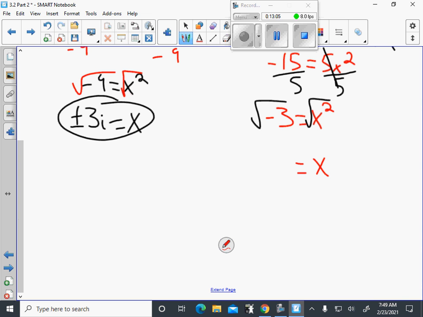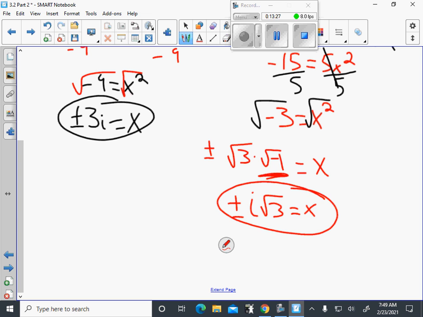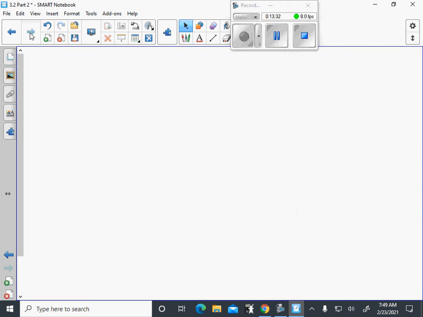Okay, now we can rewrite this. We can write this as the square root of 3 times the square root of negative 1, right? And it's going to be positive or negative. The square root of 3 we're going to leave. But what's the square root of negative 1? That's i. So our answer is going to be plus or minus i times the square root of 3 is equal to x. That is it.